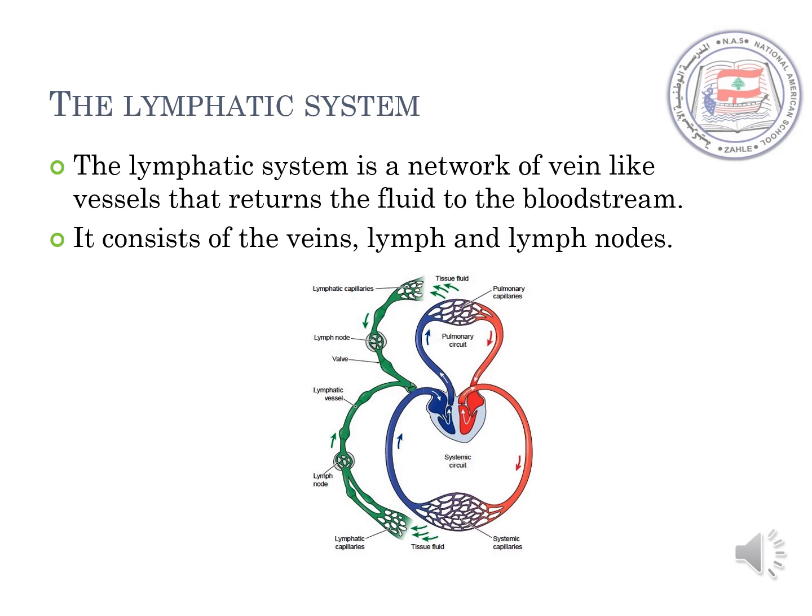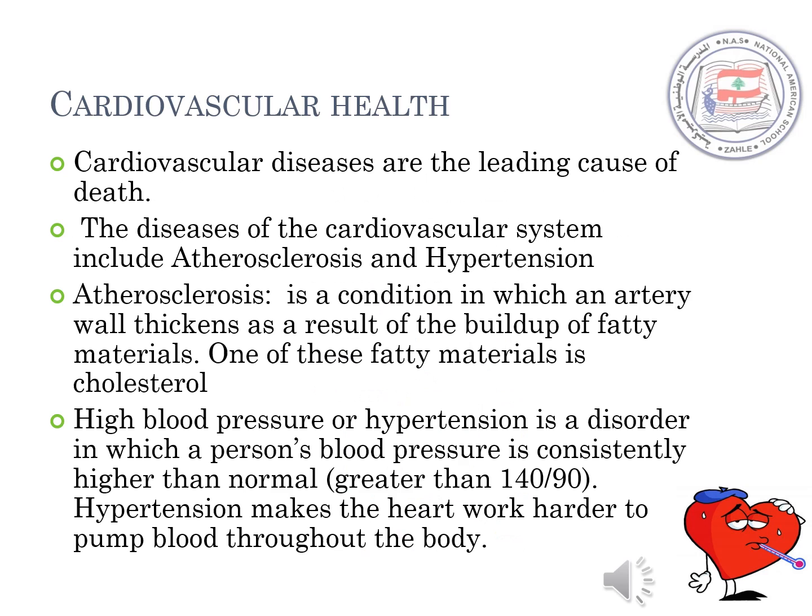What is the lymphatic system? The lymphatic system is a network of vein-like vessels that returns the fluid to the bloodstream. It consists of the vessels, lymph, and lymph nodes. As you can see, the lymphatic system is vein-like structures connected to the cardiovascular system, and it returns the fluid back to the bloodstream.